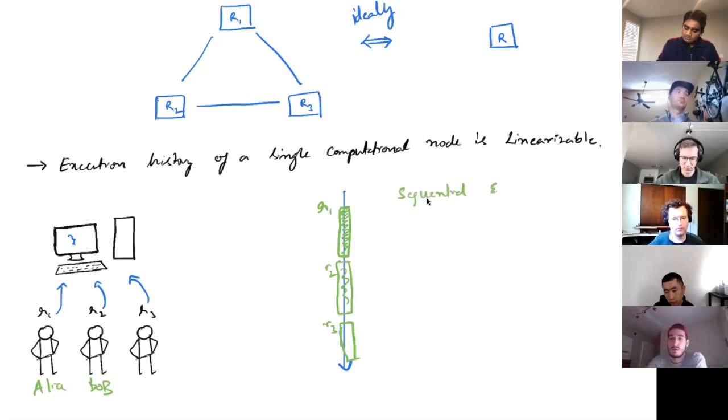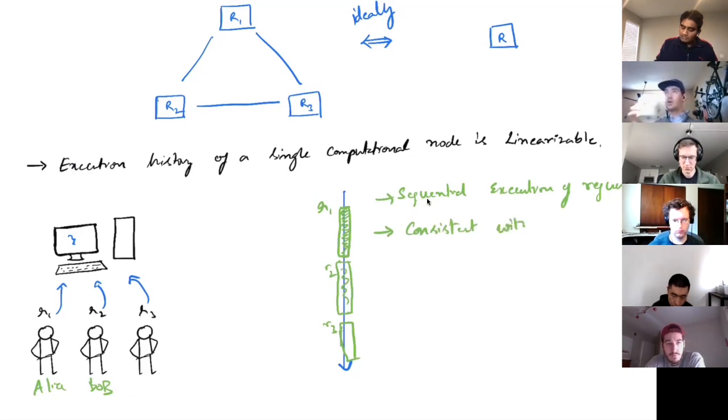So essentially we have sequential execution of requests. Not only is it sequential execution of requests, if I had executed R3 first and then R2 and R1, even then I would have had sequential execution, right? But here we also have another property, which is that sequential execution is consistent with an external notion of time, a notion of time that flows forward. Let's just leave it there.